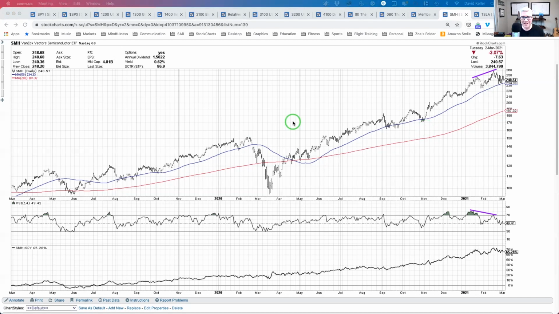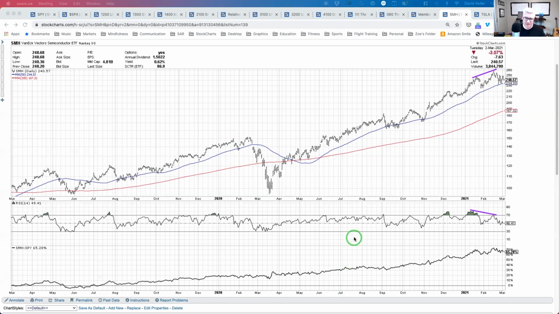All right, so here we're looking at the Semiconductor ETF, SMH. Now we're looking at the last 2 years. Here at the top, we have the price of the ETF, the 50-day moving average, the 200-day moving average. In the middle panel, we have the relative strength index, the RSI, and at the bottom, the relative strength of the semiconductor index versus the S&P 500, or the ratio of the SMH versus the SPY.